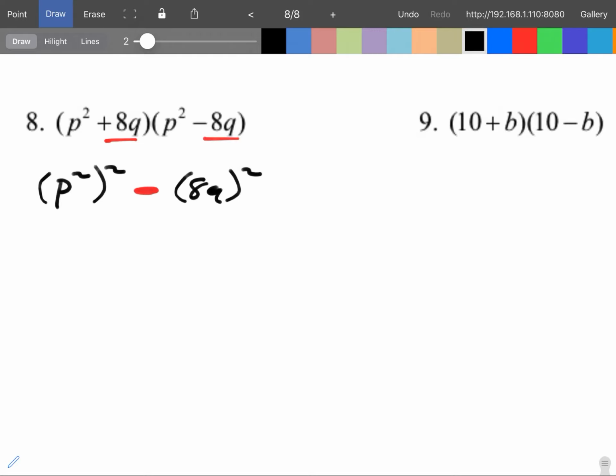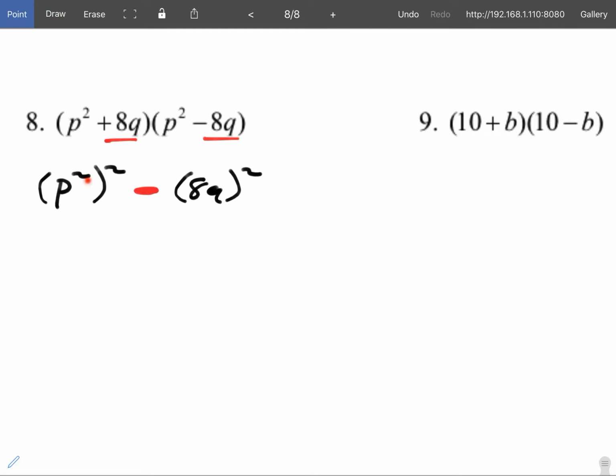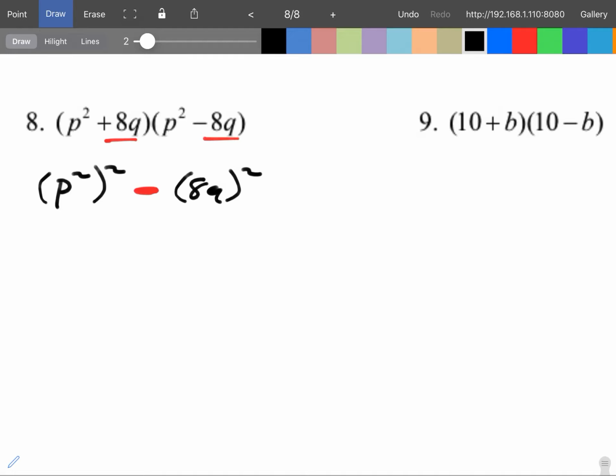Okay, so then what do we get? What's p squared squared? That's a rule that's been a while since we've done. This is a power raised to a power. So what do you do with those exponents? Combine them. Do you add them or multiply them? Multiply. Good. Yeah, you multiply them. So p squared squared means p squared times p squared, right? Anything squared means times itself. So that's going to give you a p to the 4th.